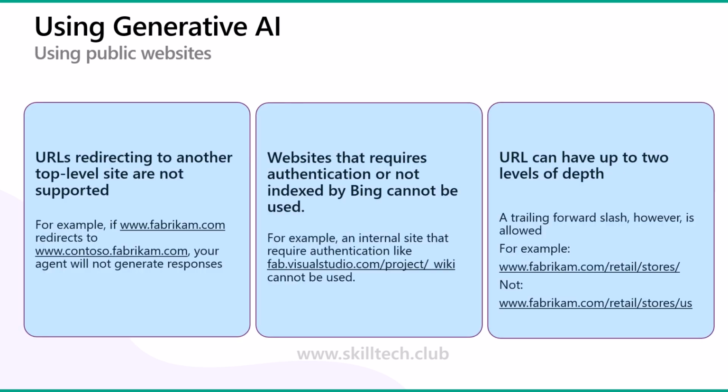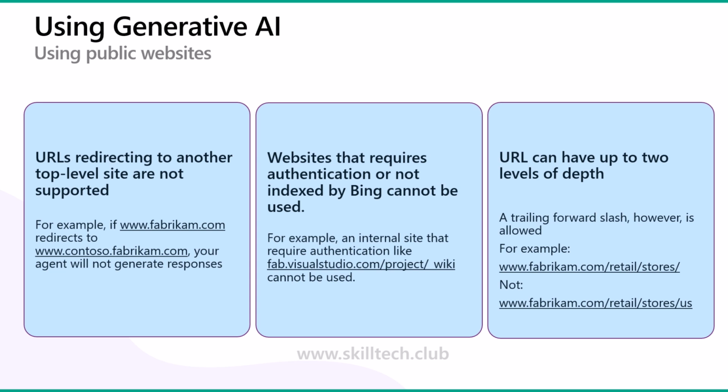When you are using a website as a generative AI resource, there are a few things you have to keep in mind. First, make sure that you use a real URL and not one that redirects to another page. Only when you use a real URL will it allow you to retrieve the knowledge base from it. You cannot point to a website that requires authentication, because there is no automated authentication mechanism available with this kind of agent. So websites that require authentication or are not indexed by Bing cannot be used with this.